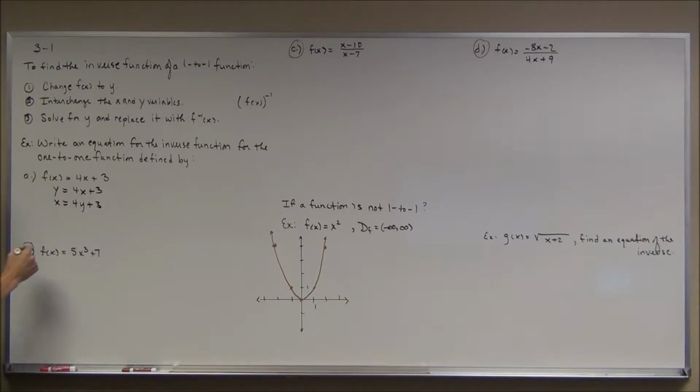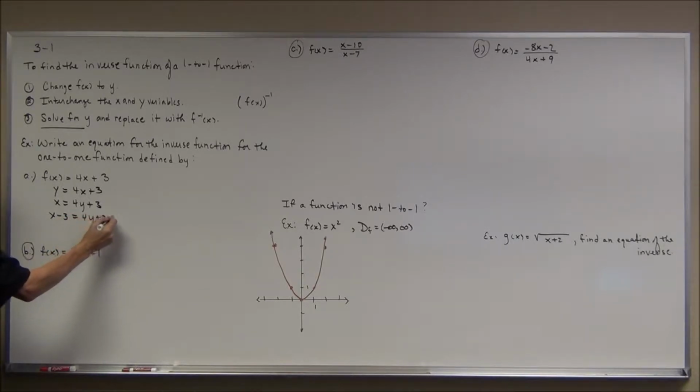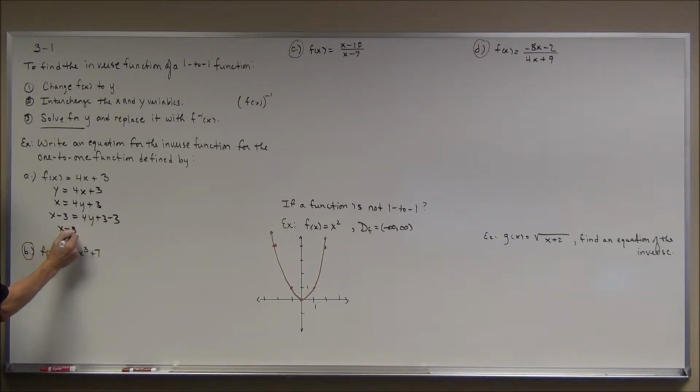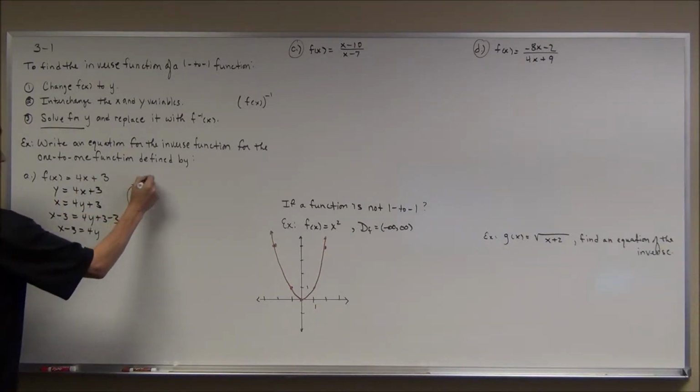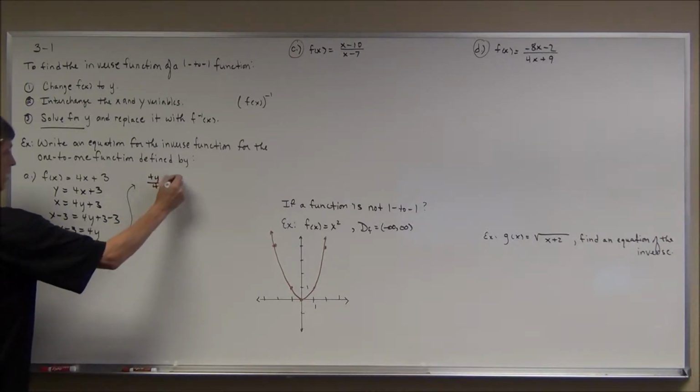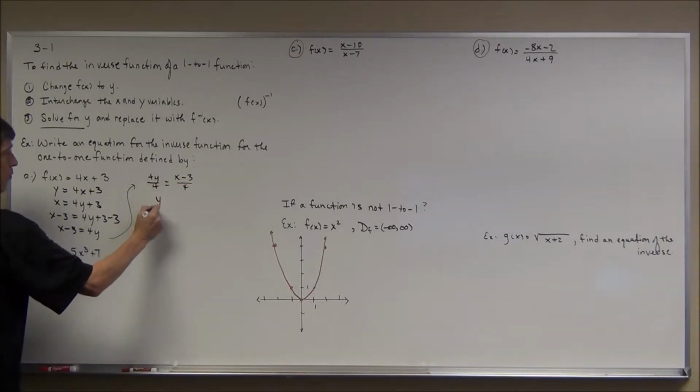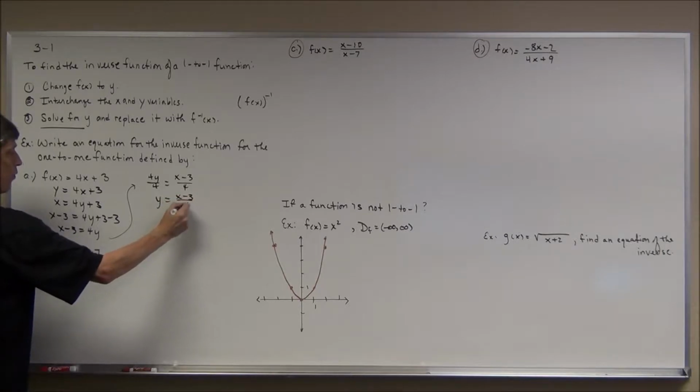And then I'm going to solve for y. So I'm going to subtract 3 from both sides, and I'm going to get x minus 3 is equal to 4y. I'm going to divide both sides by 4. I'll just bring it right up here, and I'll put the right side on the left side. So I'll divide this by 4, and I'll divide x minus 3 by 4. And I have y is equal to x minus 3 all over 4.